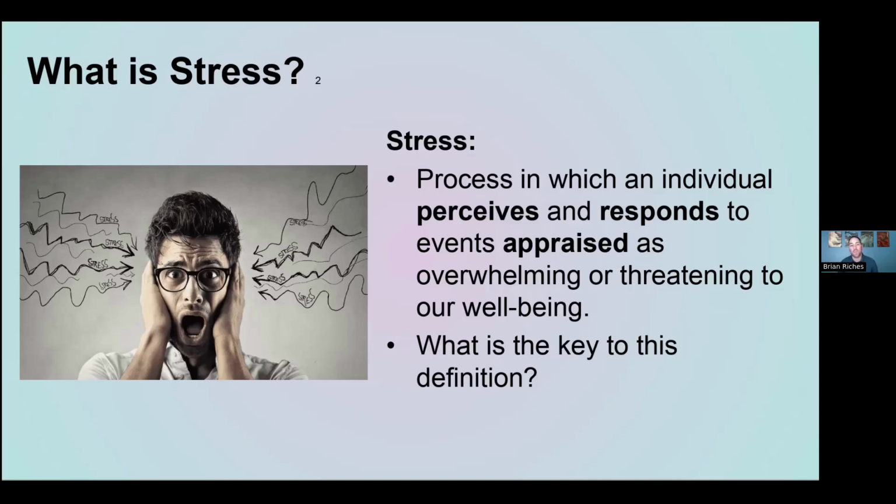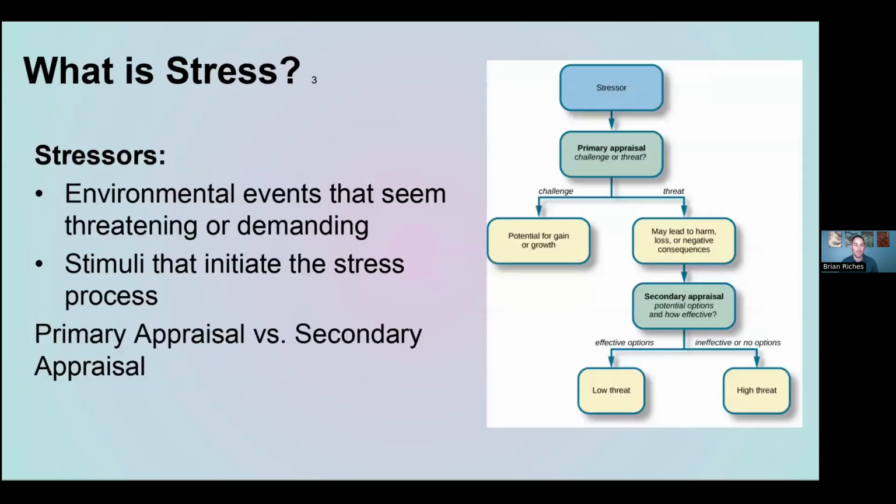Something might be perceived by one person as threatening, but not to another. Someone who really loves snakes, has a lot of snakes, knows a lot about snakes, comes across a snake on a trail, might not be stressed at all because they don't perceive it to be a threat, but someone else who's maybe afraid of snakes might be threatened by that snake. So as an example, our stressors are those things in the environment that lead us to feel that stress. Any kind of stimuli that initiate that stress process.